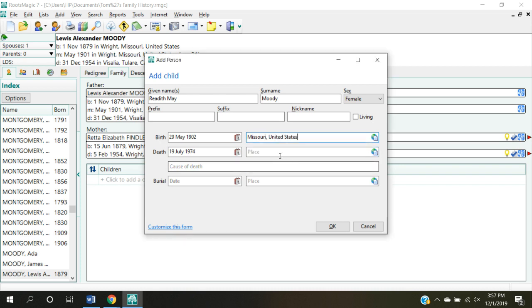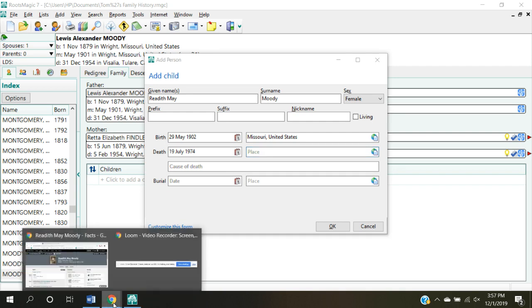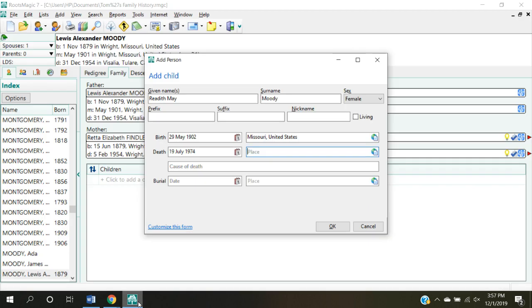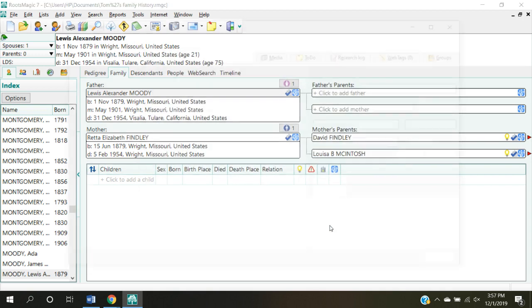Click on this one. And it says she died in Tulare County, California. And I'm just going to copy and paste Tulare in here. And that should open up the whole thing. And I'll add United States. And this is all I'm going to put for her for now. Go to the next child.